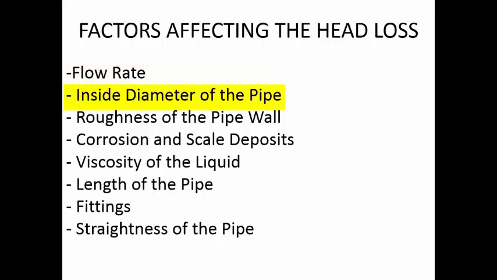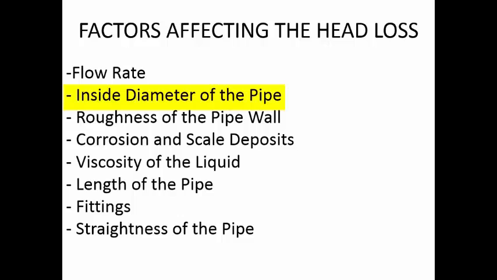Next one is inside diameter of the pipe. Again, it is related to the discharge only. So if the inside diameter is small, it means for a given flow rate, the velocity is going to increase. So that is how the inside diameter is going to affect the head loss.